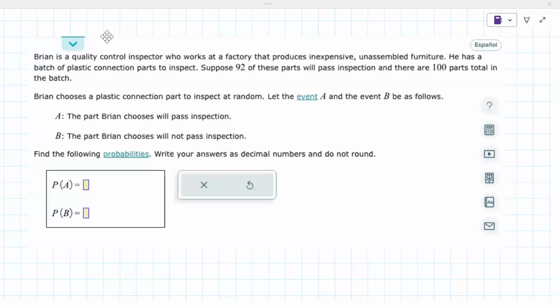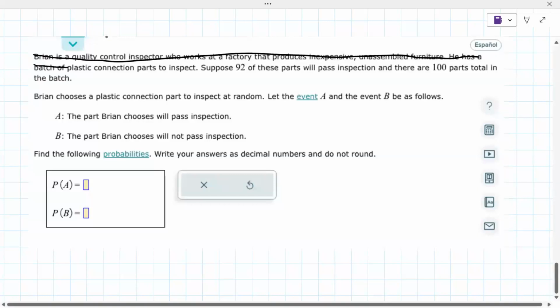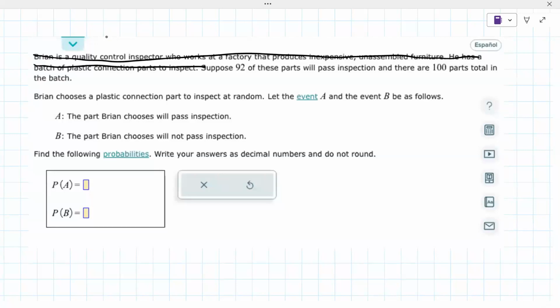Okay, Brian is a control inspector. A lot of this really is not useful. So I remind you, the part that is useful is that 92 of these parts pass, and there are 100 parts in total. So the probability of passing is 92 out of 100. Okay, and that reduces. We'll get to that in a moment.